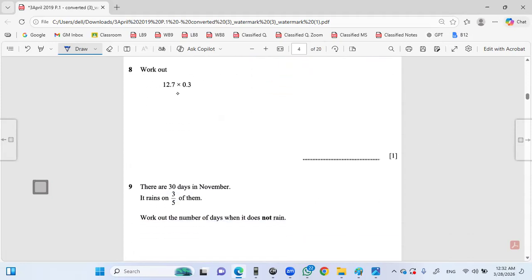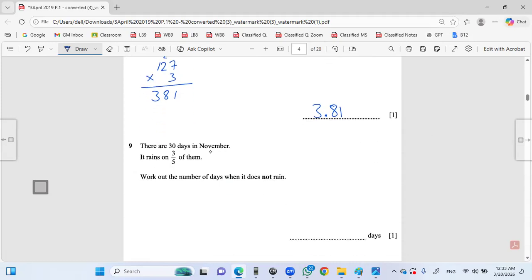Work out this. Well, in multiplication, remember this, always in multiplication, ignore the decimals. So it is 127 multiplied by 3. 3 times 7 is 21. 3 times 2 is 6. 6 plus 2 is 8. And here gives you a 3. But I have two decimal places. Look at this. Here is a decimal place. Here is another decimal place. So I got two decimal places. So it's 3.81.